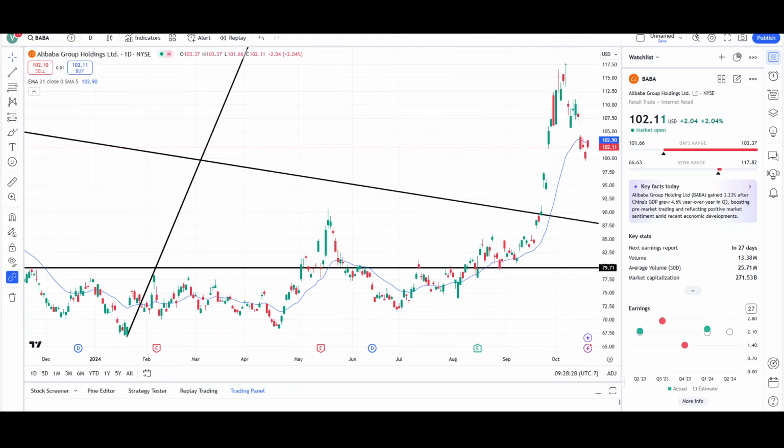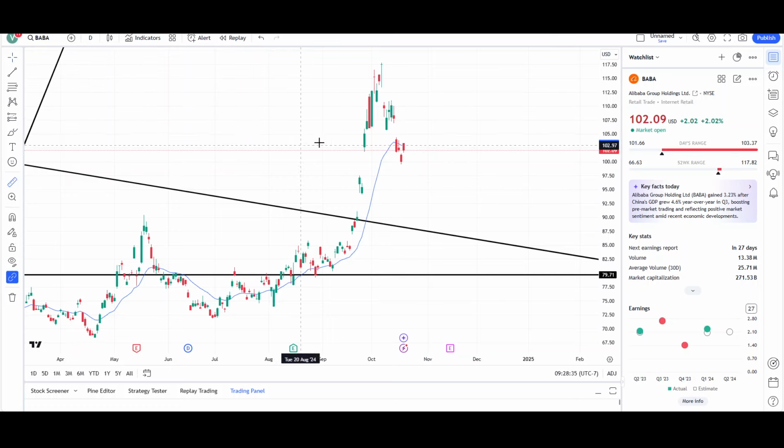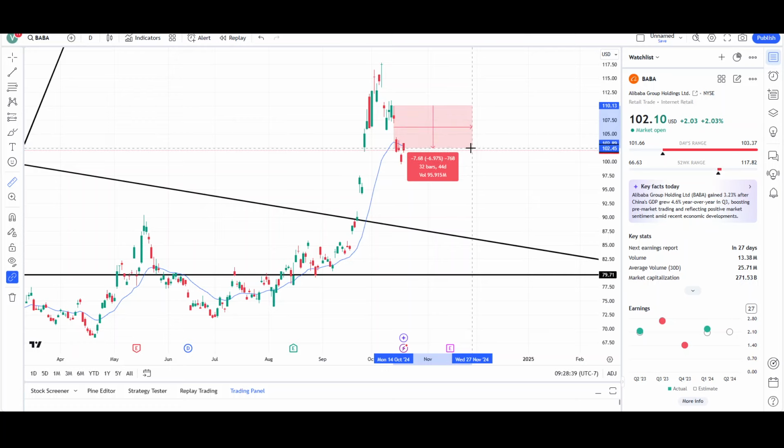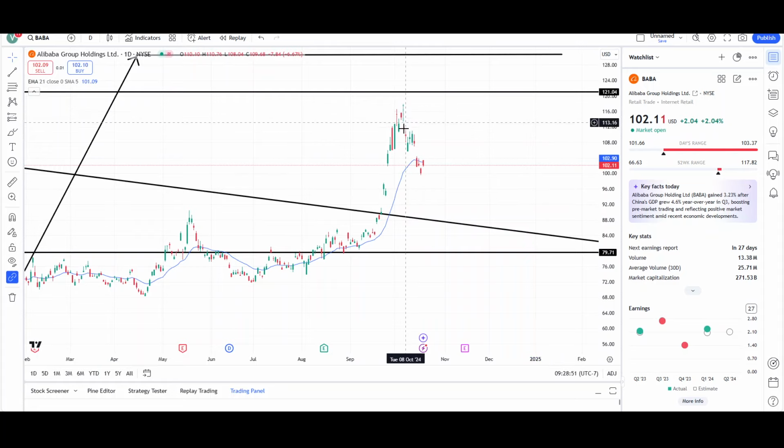Last time I looked at it was back on October 11th, and you can see that since then price has dropped a decent amount. Price closed right around that 110 level. Currently we're about 7% down, and we were 9% down at one point earlier in the week. So right now it's looking pretty bearish.